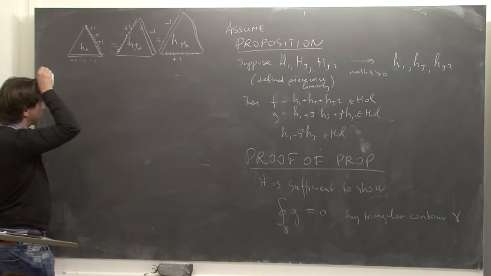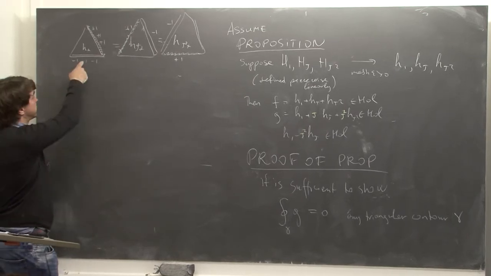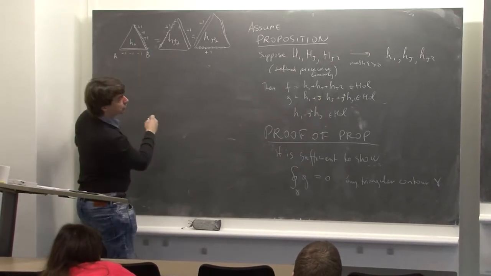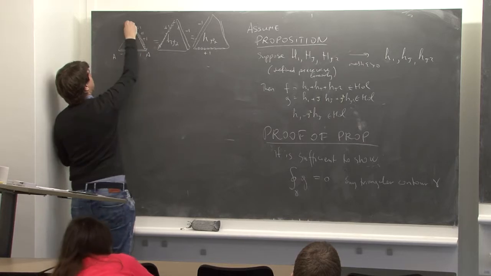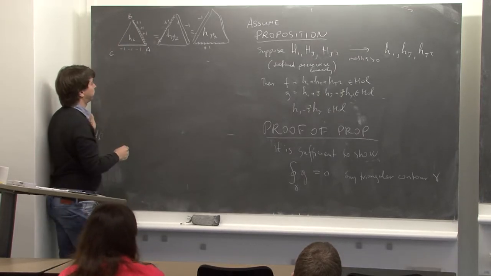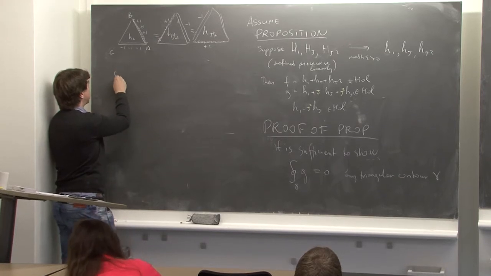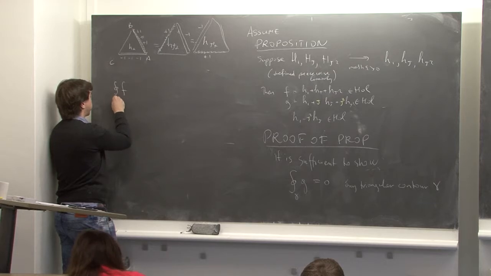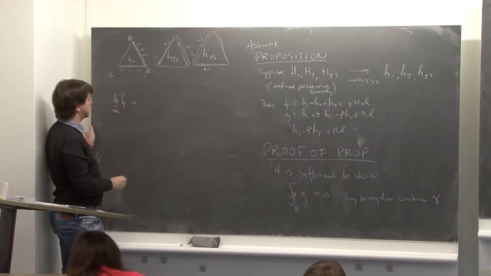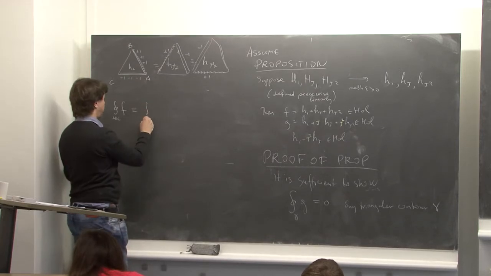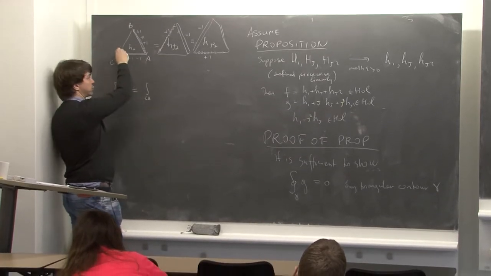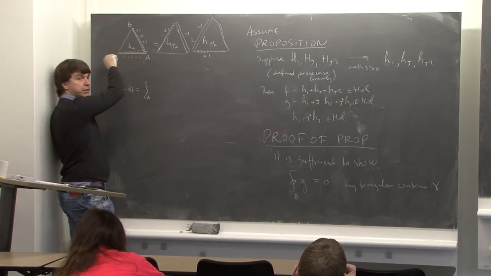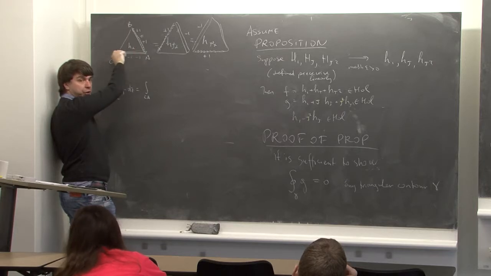Let's position the triangle like that. So it's A, B, C. So what is the contour integral of a function f on the triangle ABC? It's the integral over CA. When we go CA, dz is just equal to 1. We go in the real direction.